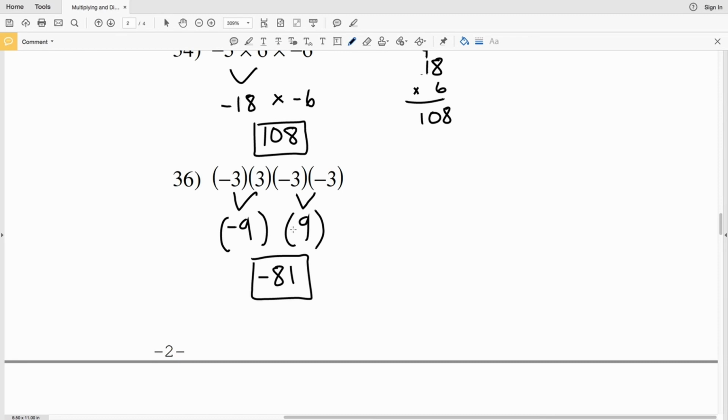And this completes the multiplying and dividing rational numbers Kuta Software free worksheet in Infinite Algebra 1.